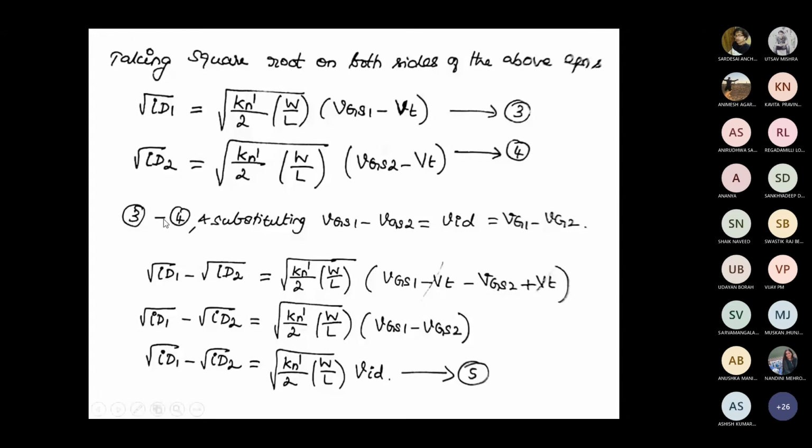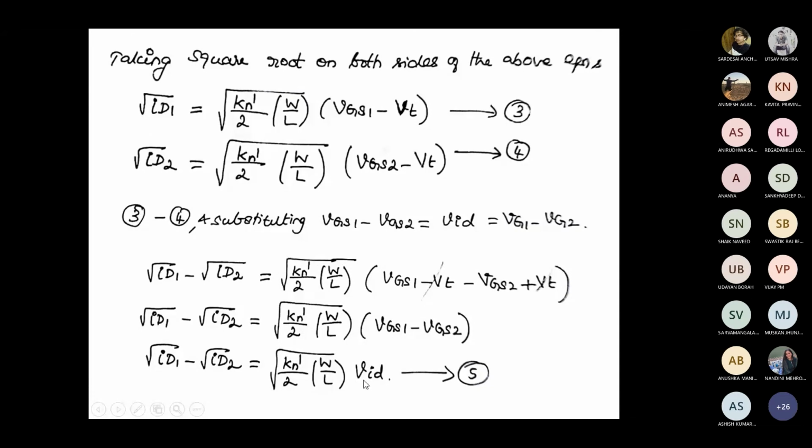And taking this difference, root ID1 minus root ID2 equals, so this is a common term, root of Kn dash by 2 W by L is a common term, and for the remaining terms we are taking the difference. So it is VGS1 minus VT minus the second, fourth equation, VGS2 minus VT, minus into minus is plus, so this is plus VT. After this we are going to simplify. So plus VT and minus VT get cancelled here, and we have VGS1 minus VGS2, which is replaced with VID.